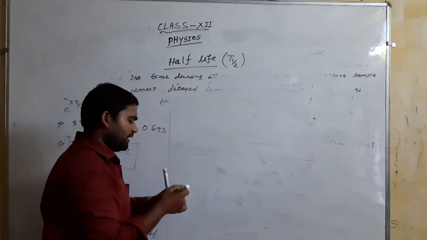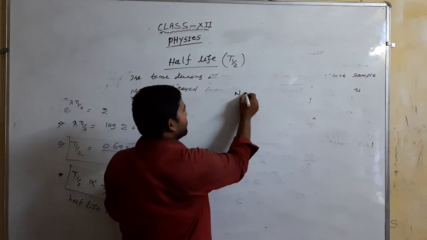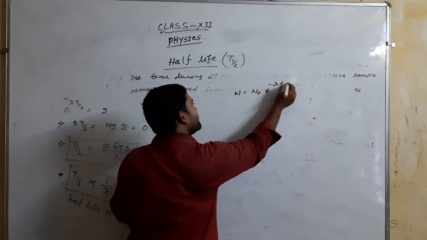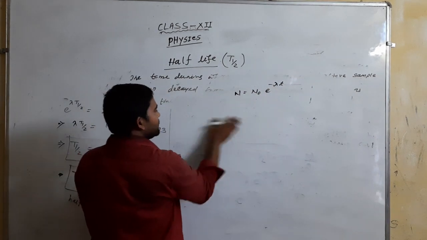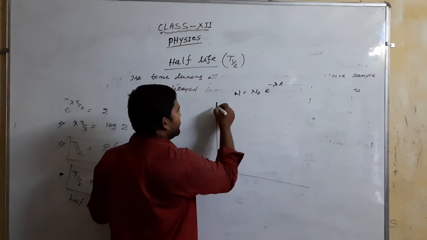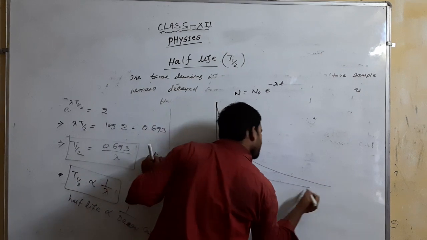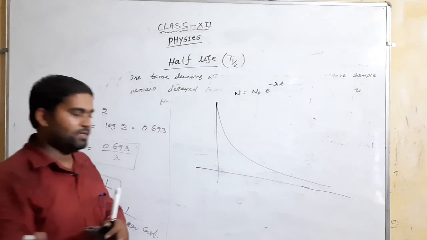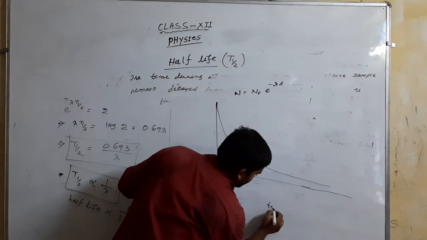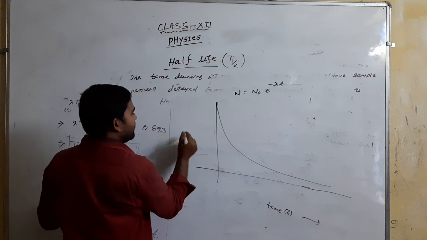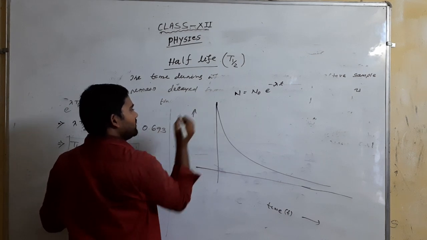Okay, as we draw the variational curve for N equals N0 e to the power minus lambda t, what is the variation? The curve will be like this, and it will meet the x-axis at infinity. This is the time axis t, and this is the number of samples, that is N.